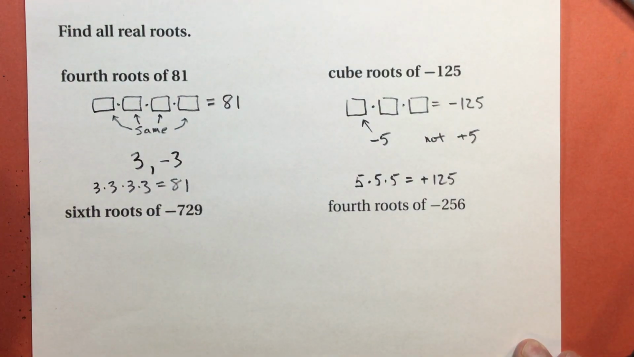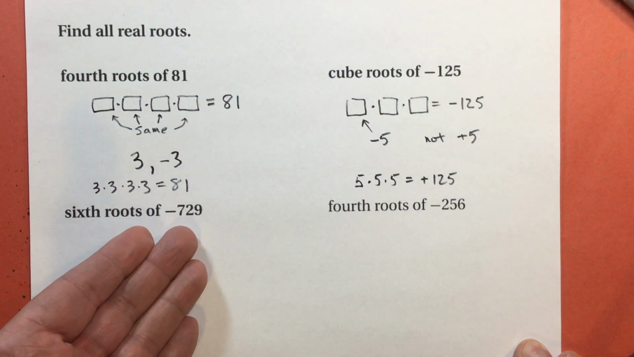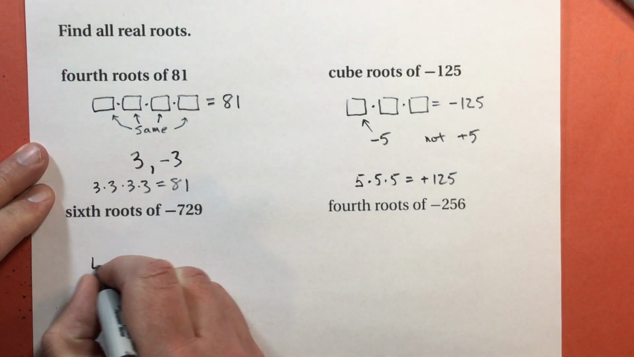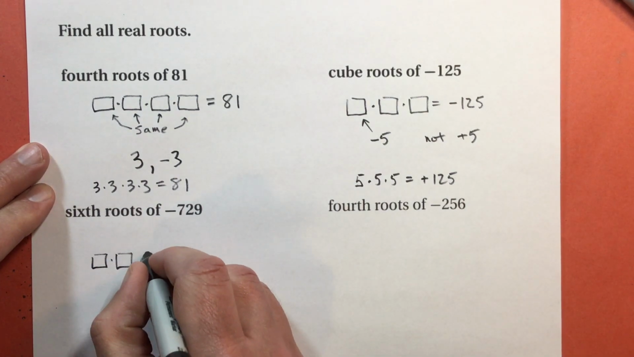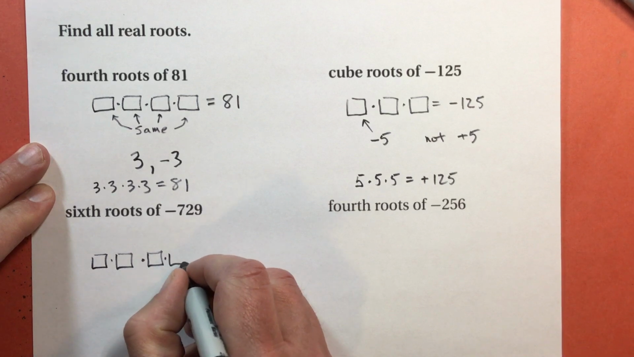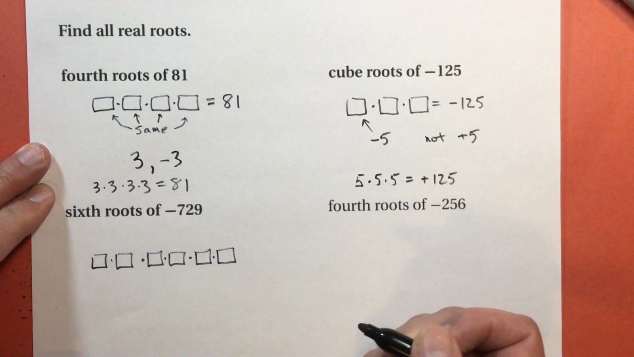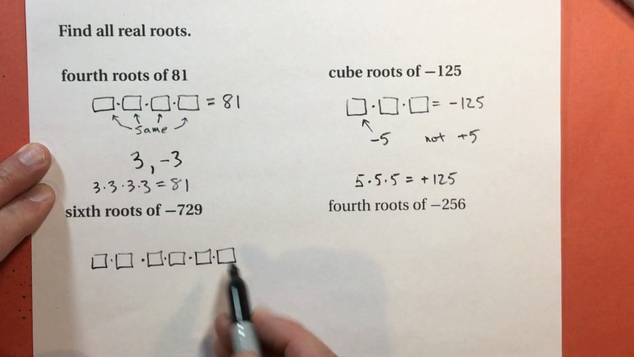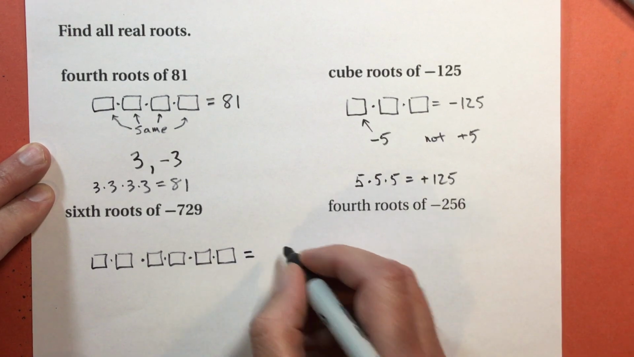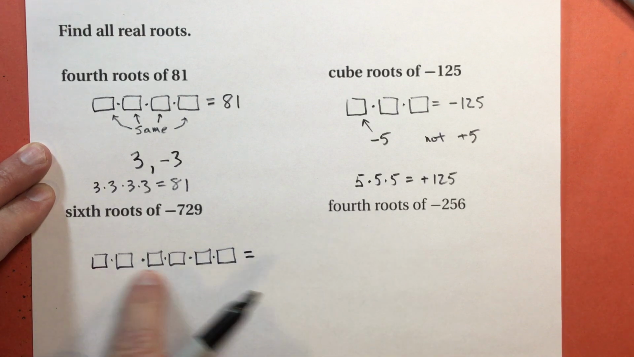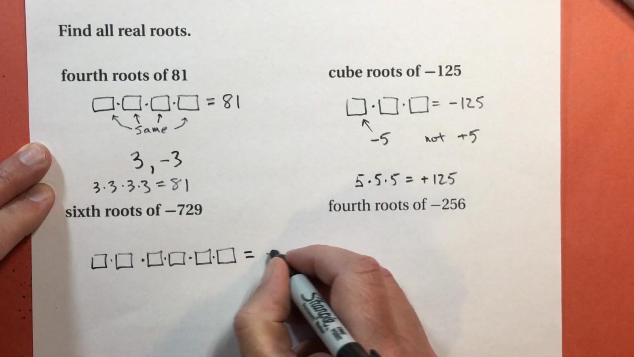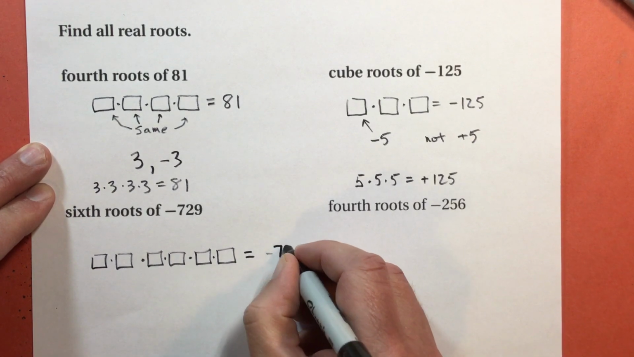Okay, so let's look at this one. I've got the sixth root of negative 729. So what number times itself again, times itself again, and times itself a couple more times? So I got 1, 2, 3, 4, 5, 6. Which number is going to fill in that box? Of course, these all have to be the same. That's going to give me negative 729.